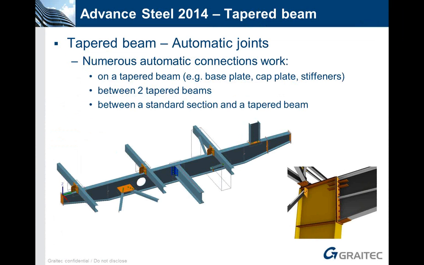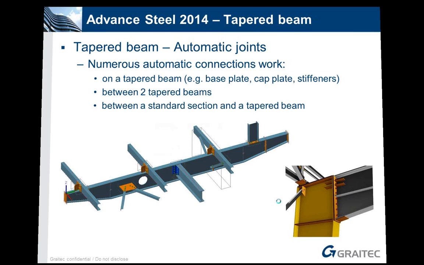What is also very important is that we extended or developed many automatic joints so that they work fine on this new tapered beam object. So you can apply many automatic joints on a tapered beam. You can apply, for example, a base plate, a cap plate, or insert some stiffeners. You can also use automatic connections between two tapered beams, and you can use these connections between a standard section like an I or a tube and a tapered beam.